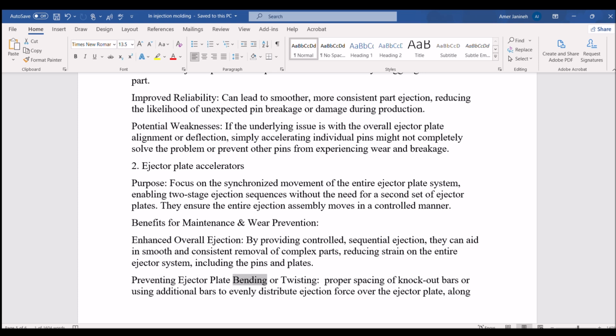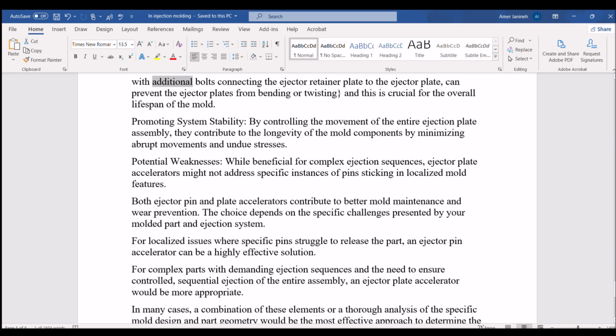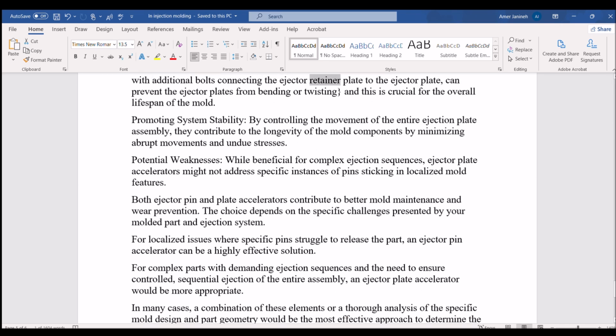Preventing ejector plate bending or twisting. Proper spacing of knockout bars or using additional bars to evenly distribute ejection force over the ejector plate, along with additional bolts connecting the ejector retainer plate to the ejector plate, can prevent the ejector plates from bending or twisting, and this is crucial for the overall lifespan of the mold. Promoting system stability. By controlling the movement of the entire ejection plate assembly, they contribute to the longevity of the mold components by minimizing abrupt movements and undue stresses.